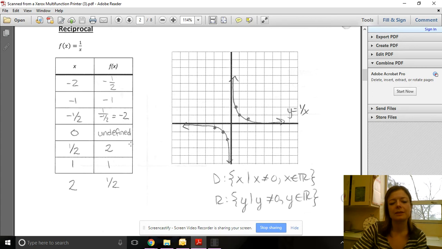Notice too that at 0 it's undefined because 1 divided by 0 doesn't work. Okay, so this domain is any real number other than 0, and same thing with the range.